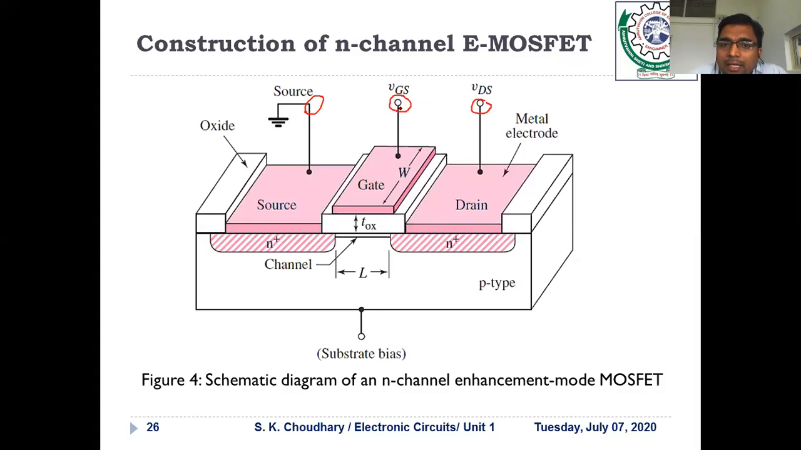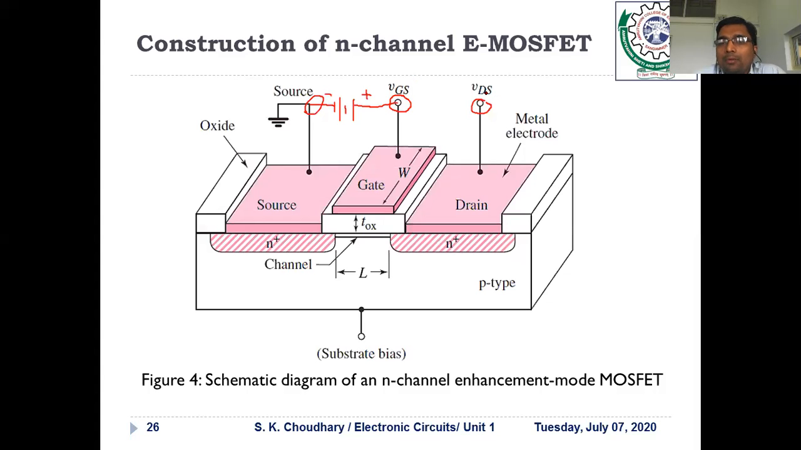Because of that, the voltage difference between the source and the gate would be referred to as VGS, because the gate is more positive than the source.